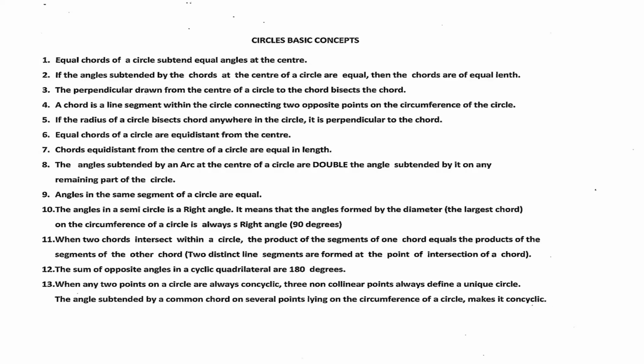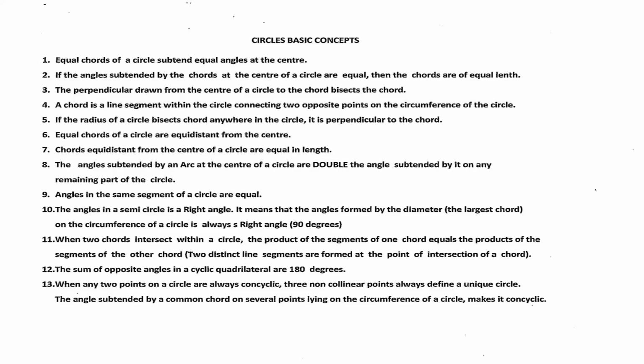6. Equal chords of a circle are equidistant from the center. 7. Chords equidistant from the center of a circle are equal in length. 8. The angle subtended by an arc at the center of a circle is double the angle subtended by it on any remaining part of the circle. 9. Angles in the same segment of a circle are equal. 10. The angle in a semicircle is a right angle. It means that the angle formed by the diameter, the largest chord, on the circumference of a circle is always a right angle, 90 degrees.